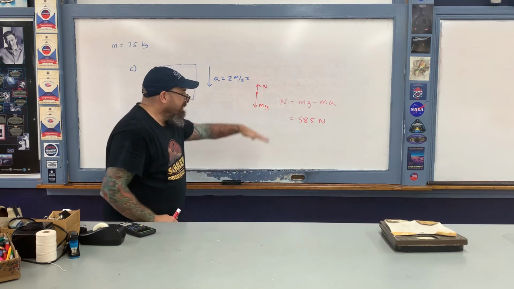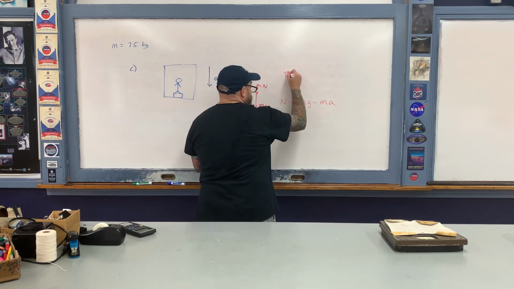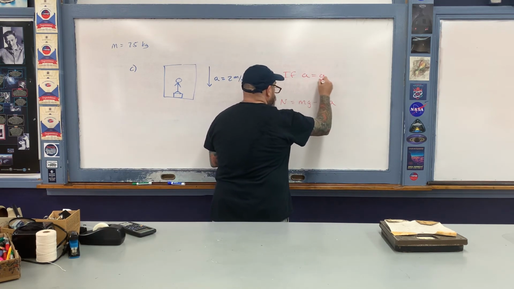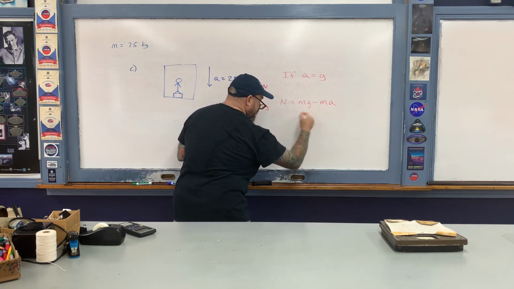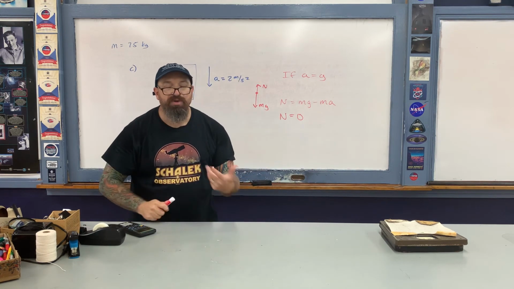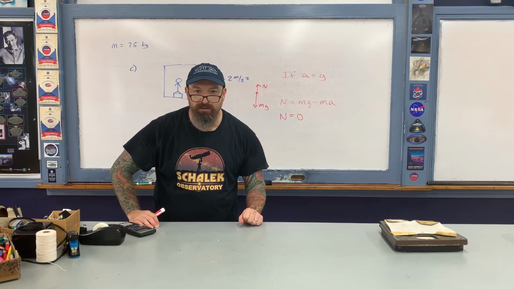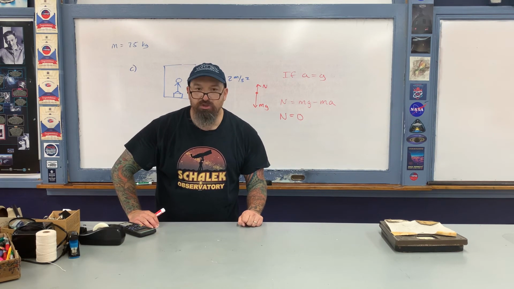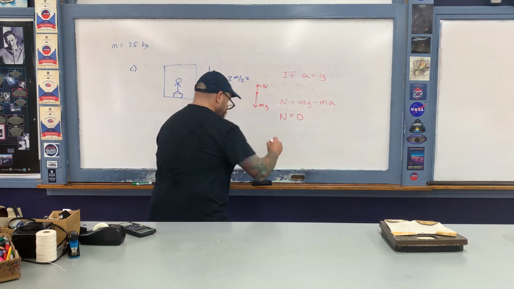Watch what happens from this equation. So now we'll set the acceleration equal to g. If the acceleration is equal to g, notice that these two terms cancel out and the normal force is equal to 0. Your apparent weight is equal to 0. This is what is known as weightlessness. Weightlessness is when your apparent weight, the normal force, is equal to 0.